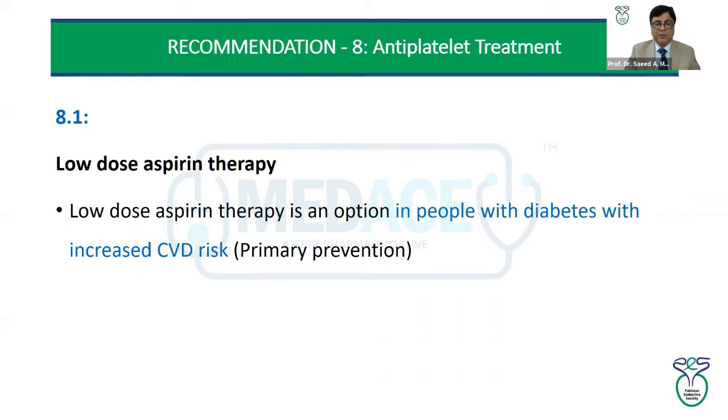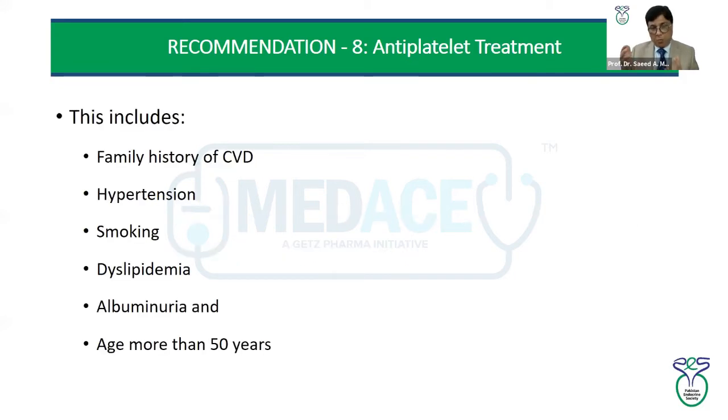Now, I will be talking about low dose aspirin, and whether it should be given to everybody or not. The first thing is that low dose aspirin therapy is an option in people with diabetes mellitus who have increased cardiovascular risk. That's primary prevention. Which people can we consider for primary prevention? Someone who has a family history of cardiovascular disease, hypertension, history of smoking, dyslipidemia, albuminuria, and age more than 50 years.